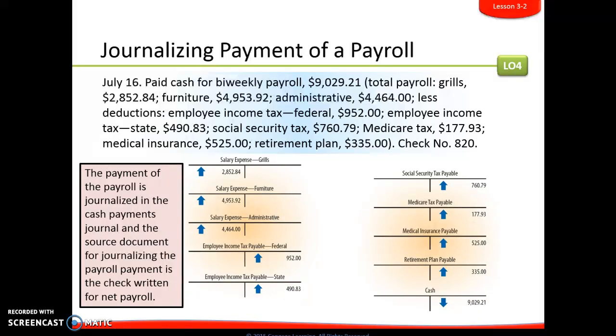This is then just showing us each individual account and what that would look like in a T account. The payment of the payroll is journalized in the cash payments journal, and the source document for journalizing the payroll payment is the check written for net payroll.